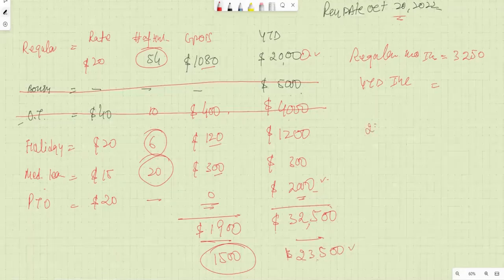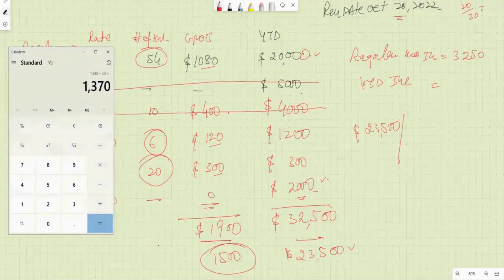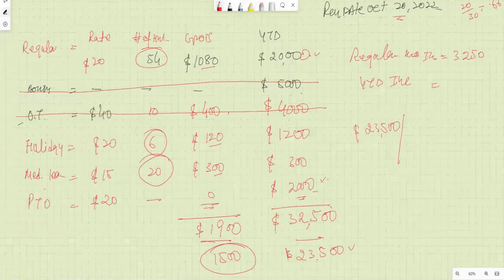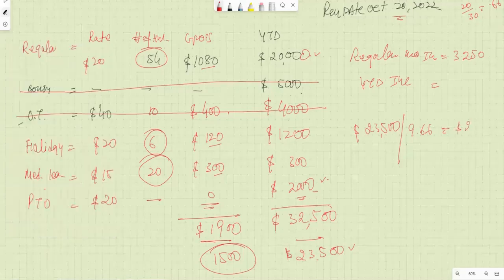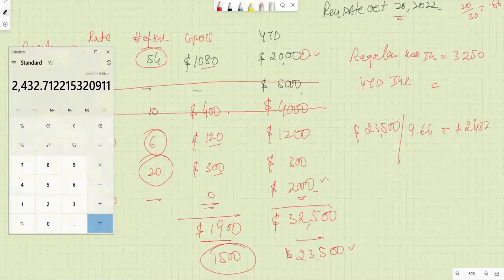So 23,500 is what our total YTD from regular. October 20. So again 20 divided by 30. How much? 0.66. Very good. So October is the 10th, so 9.66. How easy it is. 23,500 divided by 9.66 is 2432.71.